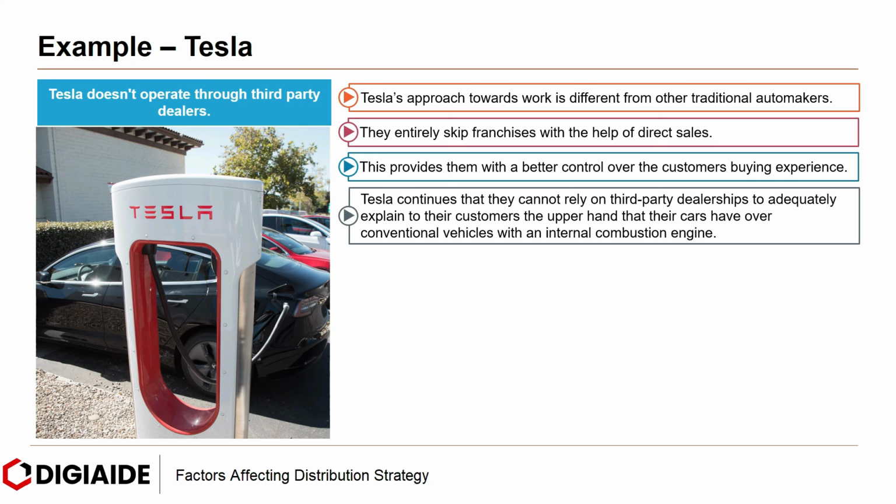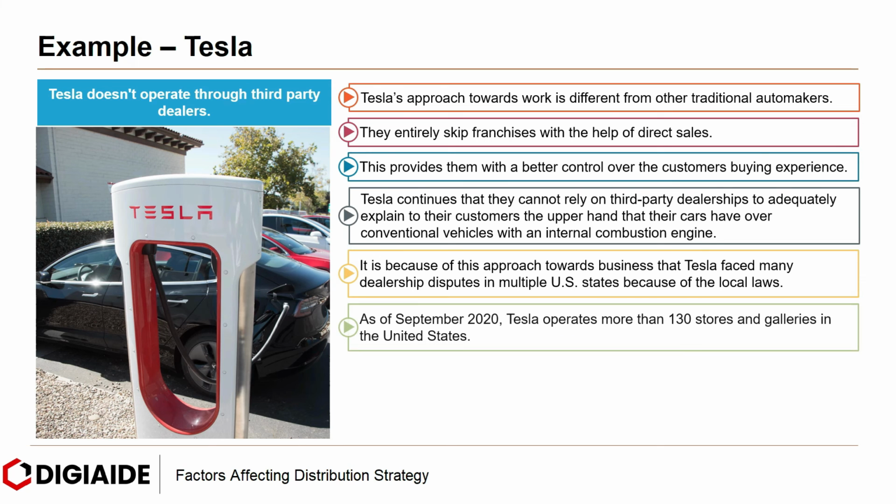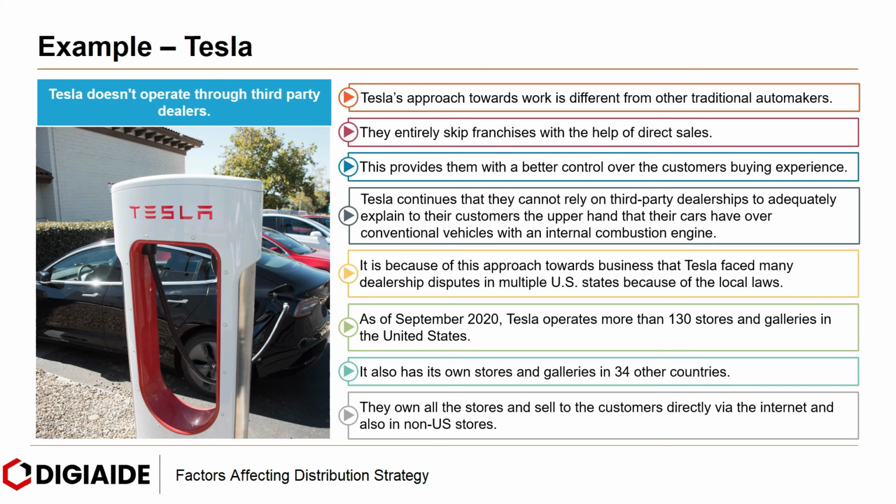Tesla continues that they cannot rely on third-party dealerships to adequately explain to their customers the upper hand that their cars have over conventional vehicles with an internal combustion engine. It is because of this approach towards business that Tesla faced many dealership disputes in multiple US states because of the local laws. As of September 2020, Tesla operated more than 130 stores and galleries in the US. It also has its own stores and galleries in 34 other countries. They own all the stores and sell to customers directly via the internet and also in non-US stores.